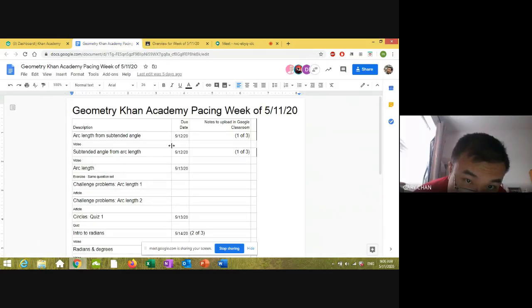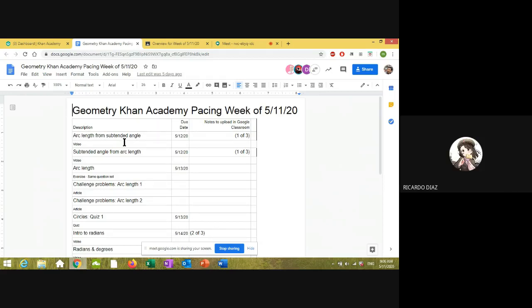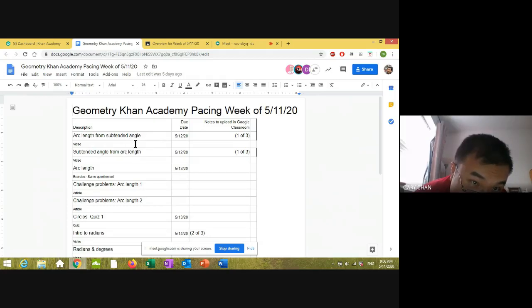This is the pacing for the Khan Academy material that you're going to watch. So you're going to watch this video on your own. You're going to take notes on it. There are these two videos. These two videos you're going to take notes on, and you're going to submit that as one of 3 note-taking assignments. We're going to do this arc length exercise during office hours today. So you get that out of the way.